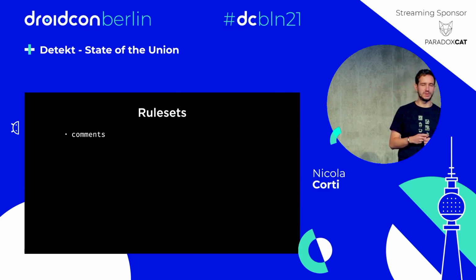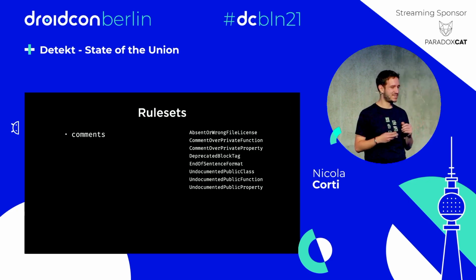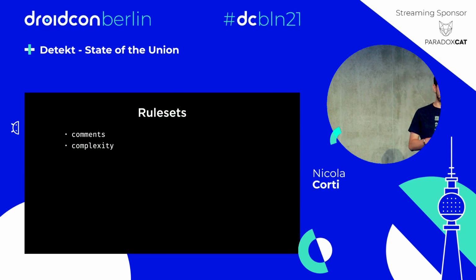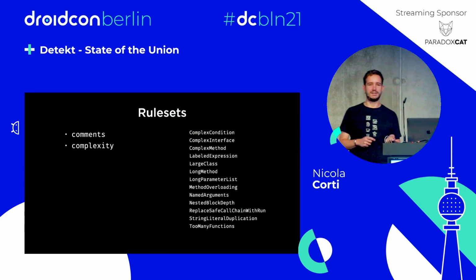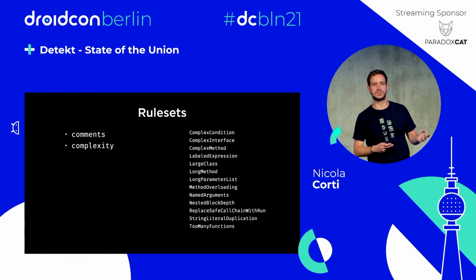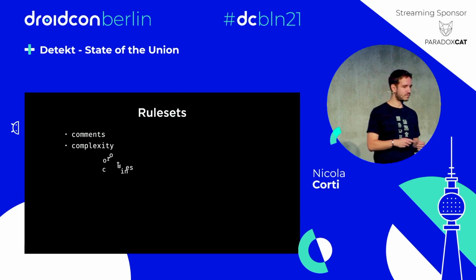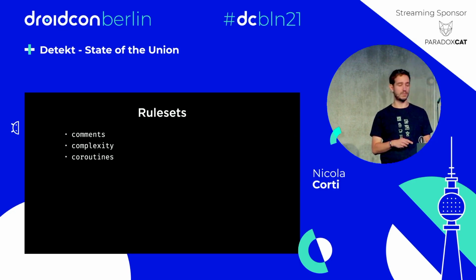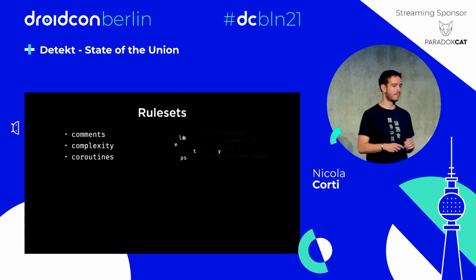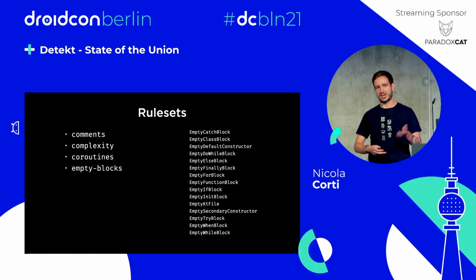So the first one is called comments. And as you might imagine, it is all about comments, like documentation and leaving comments in your code. Then we have another rule set called complexity. And the rules in this set are trying to understand if the code you wrote is too complex, or hard to read, or can be simplified. Then there is a rule set called coroutines. And here we have rules that are specific to the coroutines world, so how you use coroutines and so on. Another rule set is called empty blocks, and checks if there are empty blocks.